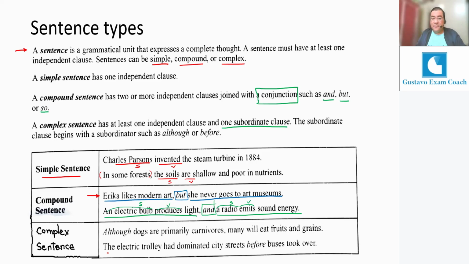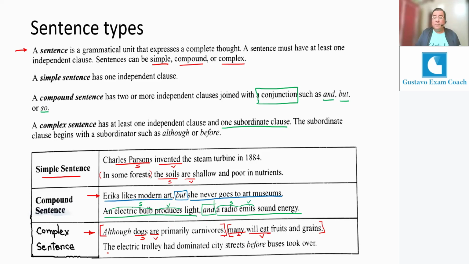Let's take a look at the first example. It says, "Although dogs are primarily carnivores, many will eat fruits and grains." Okay, so let's see what's going on here. We can understand by reading carefully that there is a subject here, dogs, and a conjugated verb, are. At the same time, there is a subject, many, and will eat, the conjugated verb. We have two clauses, right? This is one clause, and this is another one.